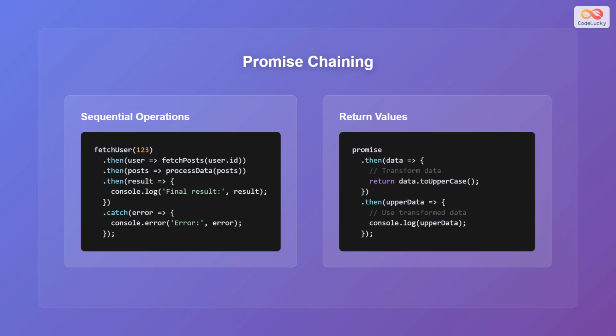If any error occurs during any step, the catch block will handle it. Each then block can transform data and pass it to the next then block. This ensures that each operation is performed in the correct order and that the data is processed step by step.